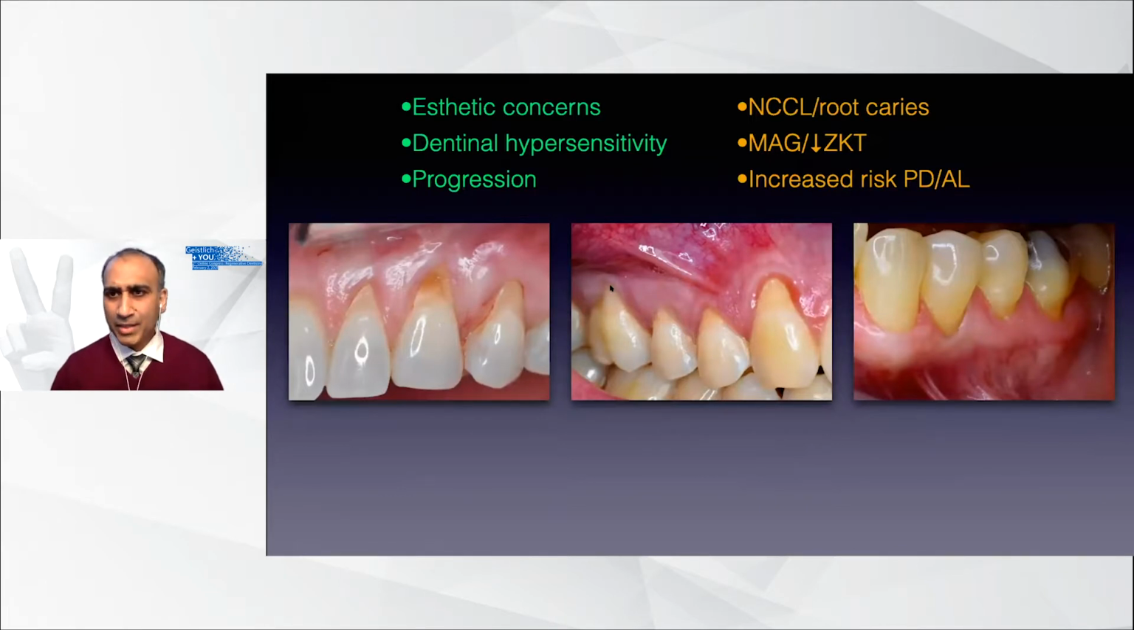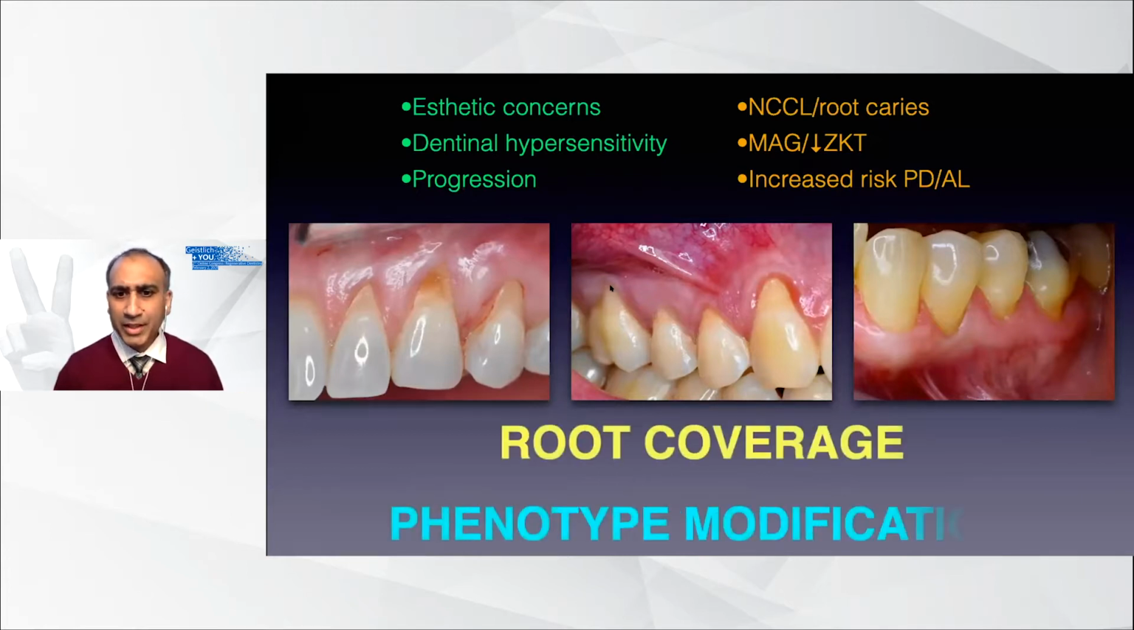And so our two main therapeutic outcomes that we always strive for in any root coverage procedure or when treating recession are to obtain the maximum amount of root coverage, as well as to modify the phenotype from a thinner phenotype to a thicker phenotype, because we know that root coverage alone is not enough. We need to have a thick phenotype, gingival thickness and keratinized tissue width for long-term stability of the gingival margin.